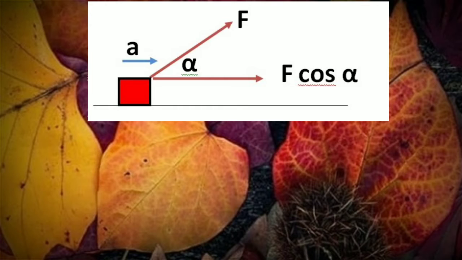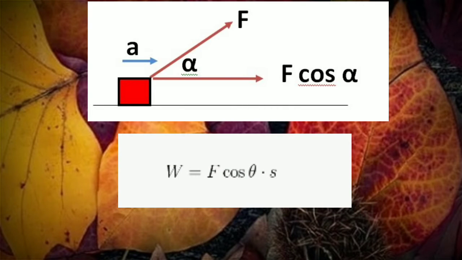This is another form of work. This work can happen if the force given to an object forms an angle to the surface of displacement, and the equation becomes work is force times cos theta times displacement.